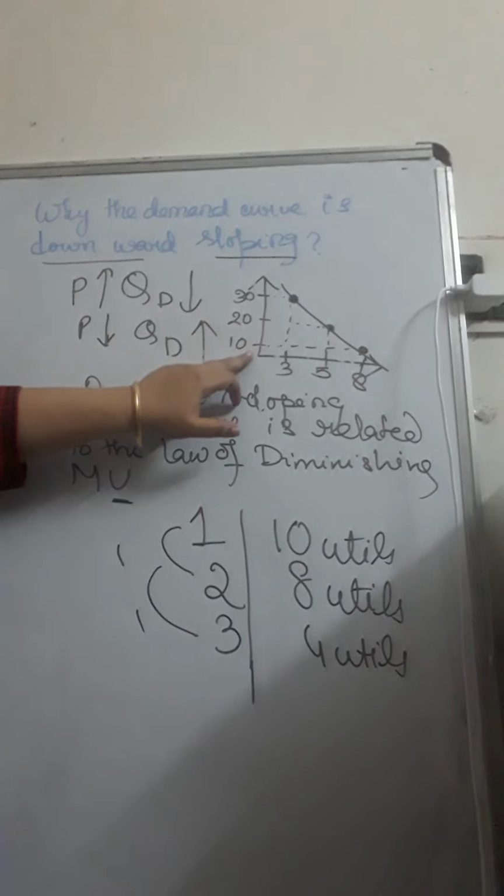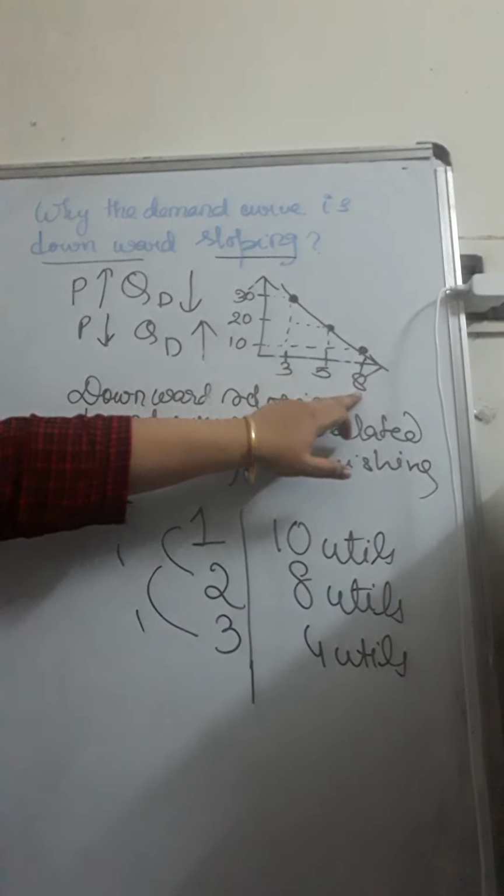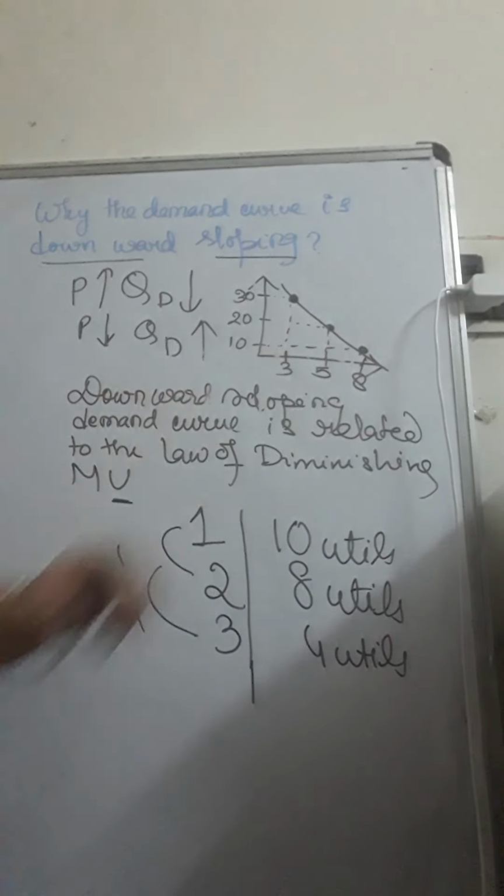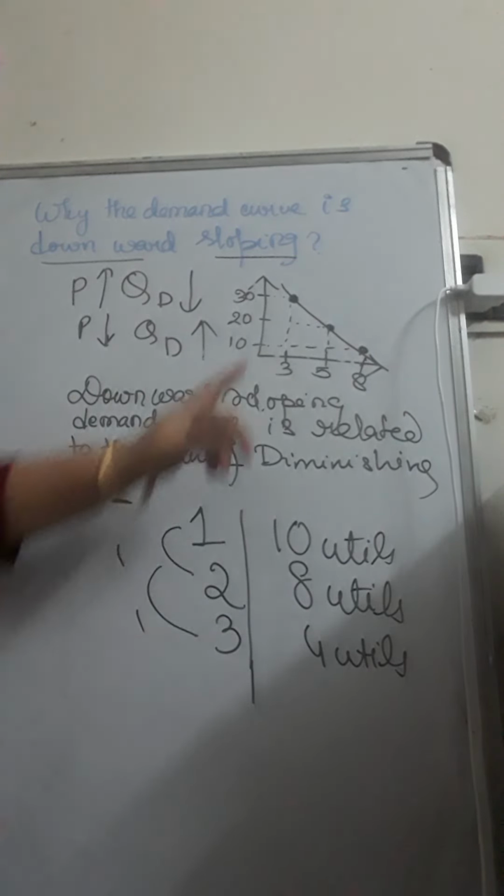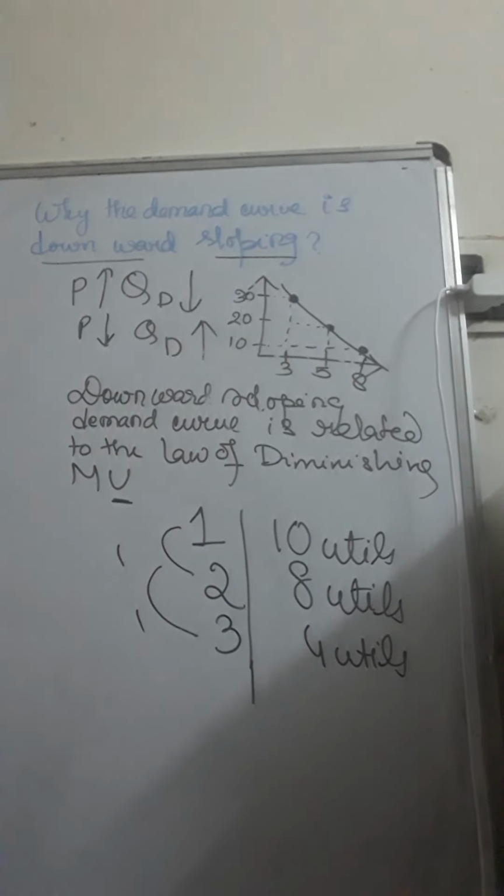And when the price again drops, the quantity demanded is more. So the new point that you get is 10 and 8 by plotting that. Now the line joining the 3 points is known as the demand curve, and it is downward sloping. Now here we will give the reason.